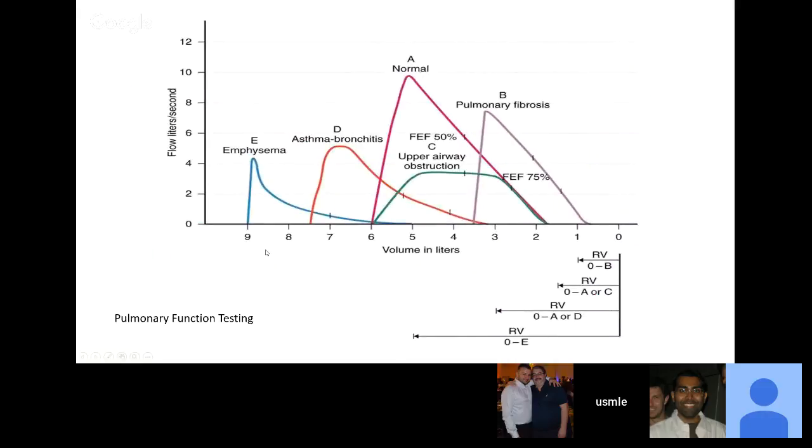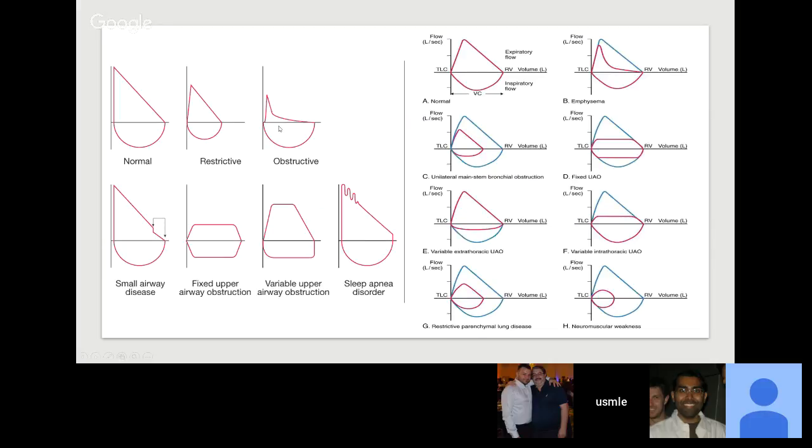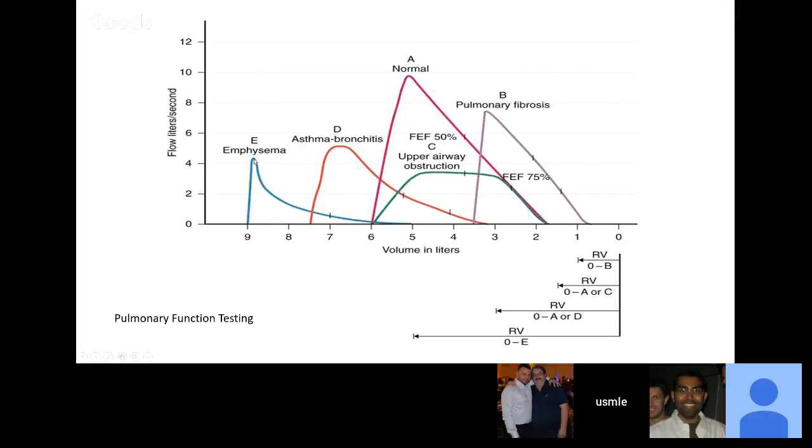Another representation of pulmonary function testing, same deal: here's the flow versus volume, not pressure. In the case of emphysema, you have a limitation of air, so it's going to represent almost the same thing as the obstructive curve here. It doesn't inflate too much, and then decreases. You have a lot of air inside and hyperinflation, but you don't do much with it.